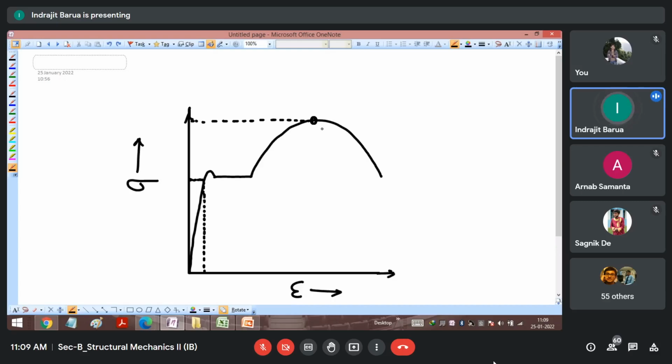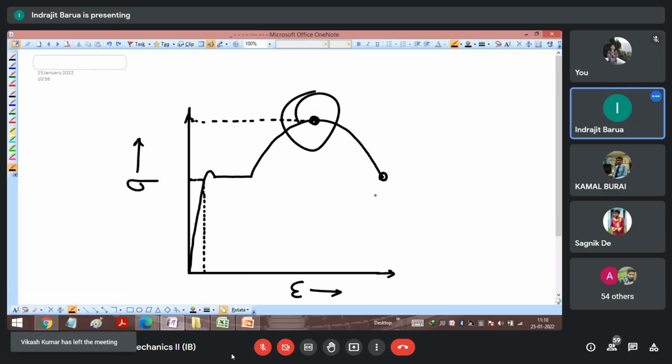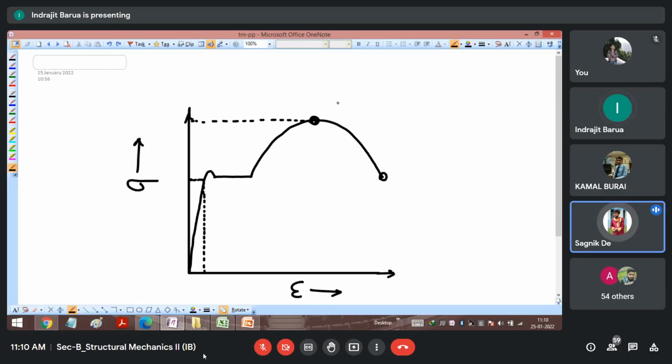Now the thing is, after this, what is happening? This is basically a sample. So after this point, what is happening? Yielding starts. That has started just after the yield point itself, right? After which point does the breaking point start? This is the breaking point, right? End. Sir, after which point? After this one. Sir, necking will start.